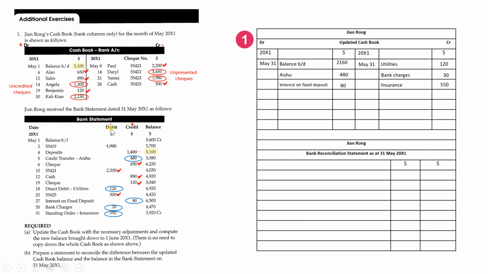Okay, after you are done with that, you need to balance it. So how to balance the account? Hopefully you still remember. First step, you have to add up all the amount over here: 2160 plus 480 plus 80. So you get 2720. Next you add up the amount over here: 120, 30, and 550, and you get 700.